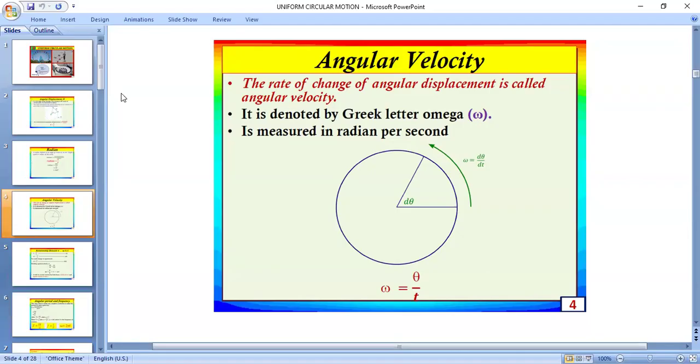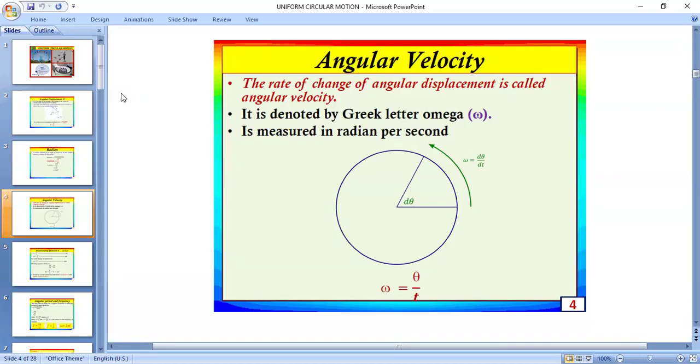The second term, term number 2, and I want us to express it in different versions. The second term is angular velocity. It's denoted by the letter omega, which is on your screen. It's a Greek letter, omega.